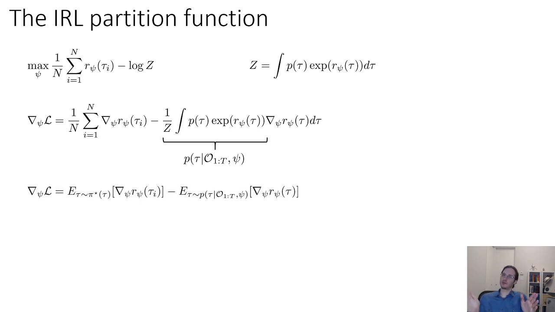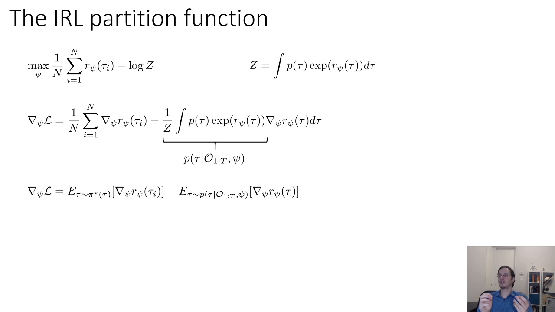So you can equivalently write the gradient as the expected value under the optimal policy pi star of grad r, minus the expected value under p of tau given your current psi of grad r. The first term is approximated with samples, and that turns into a sum of grad r's on the tau i's divided by n, and the second term turns into that integral. So that's a very appealing interpretation.